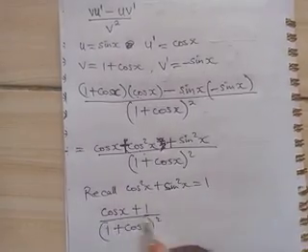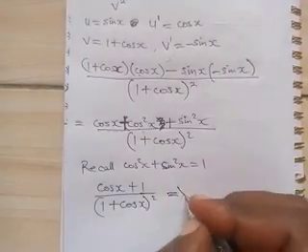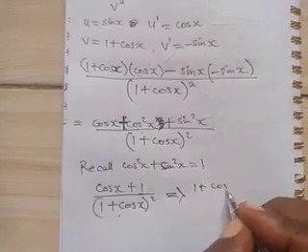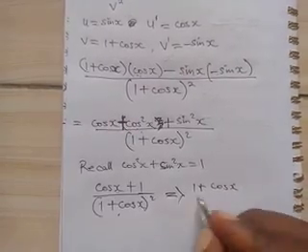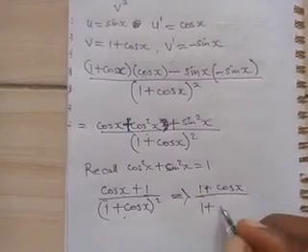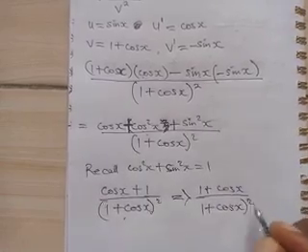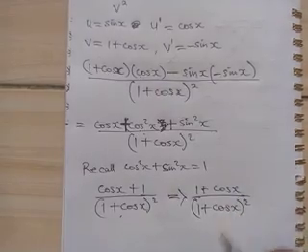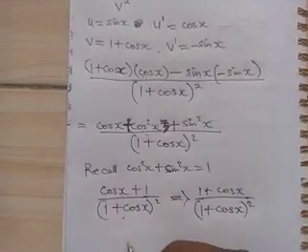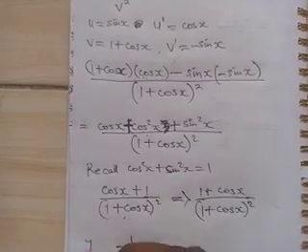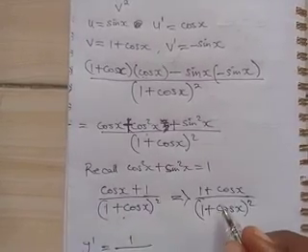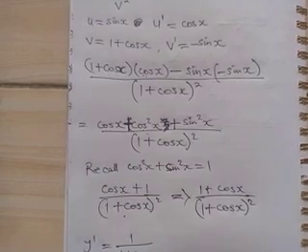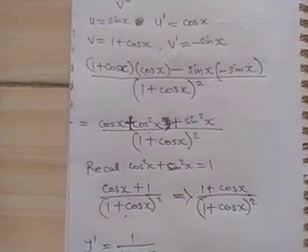Now, since we can't add two of them, we can rearrange it to make it look like this by saying 1 plus cos x over 1 plus cos x squared. So it means one of these will cancel one of these. So we'll have dy dx is 1 over 1 plus cos x. So that is the answer.